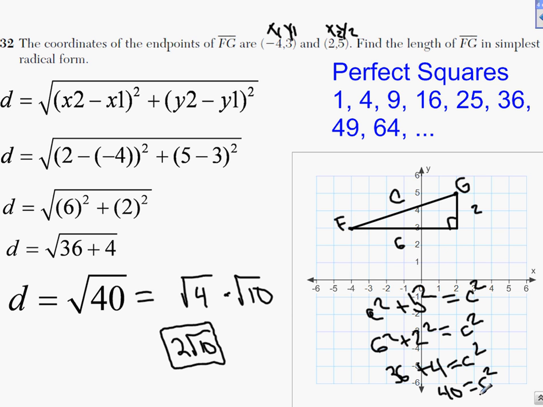40 equals C squared. Square root both sides, you get radical 40, and then you're going to break down the radical 40 with radical 4 times radical 10, and you get 2 radical 10. So this is another way to do it in case you forgot the distance formula the day of the test because you're so nervous or whatever.